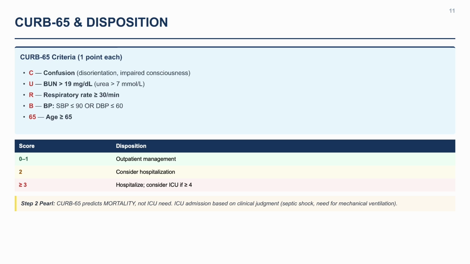Score of 0 or 1. Outpatient management is appropriate. Score of 2. Consider hospitalization. Score of 3 or higher. Hospitalize. And consider ICU admission if the score is 4 or 5. The Step 2 Pearl. CURB-65 predicts mortality risk, not the need for ICU admission. ICU admission should be based on clinical judgment, things like septic shock or need for mechanical ventilation.